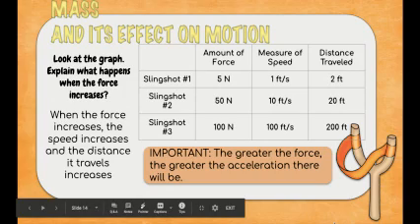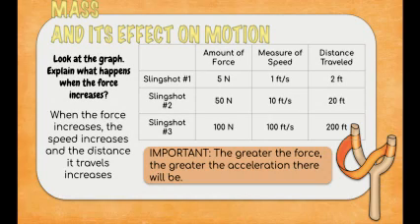And the very last, we have one more slide right after this. This is mass and its effect on motion. So if you look at the graph, it kind of explains what happens when the force increases. We've got the amount of force for the first slingshot, which is 5 newtons. That's what N means. We've got the measure of speed, 1 foot per second, and the distance traveled is 2 feet. We've got another slingshot. And if you don't know what a slingshot is, there's one in the lower right-hand corner. We've got slingshot 2. We've got 50 newtons, we've got 10 feet per second, and then we've got 20 feet.